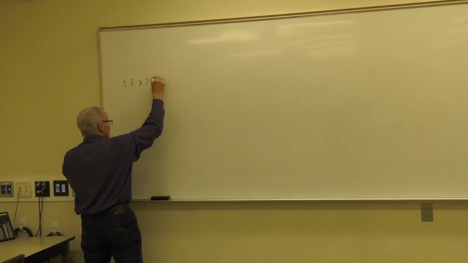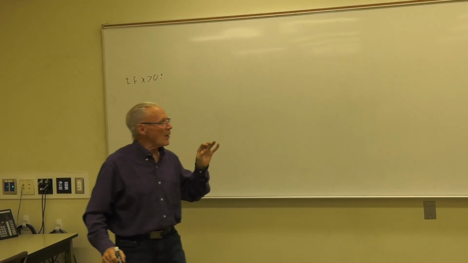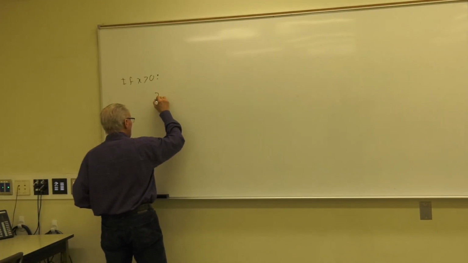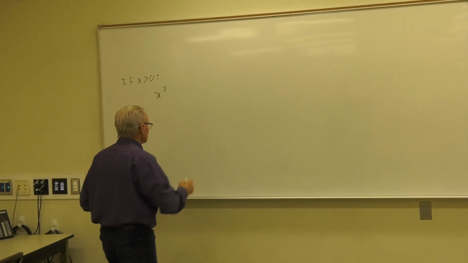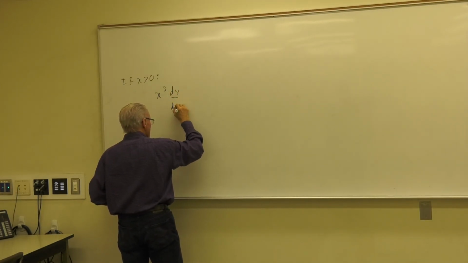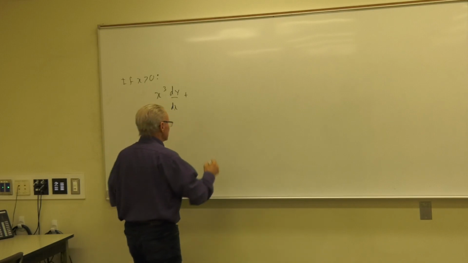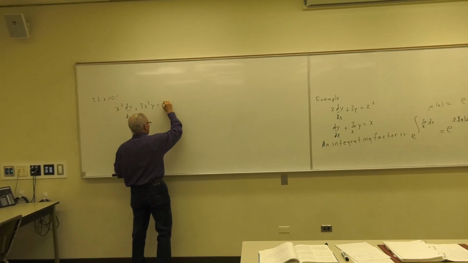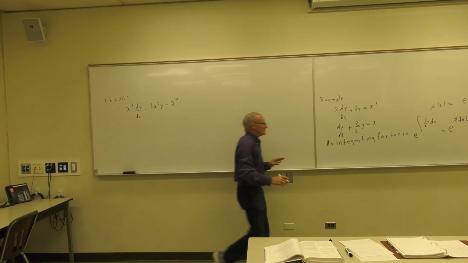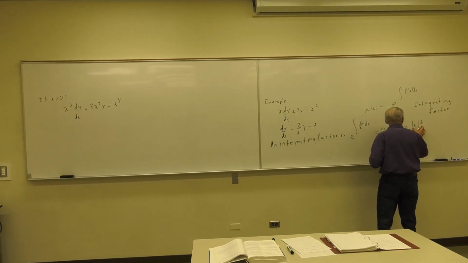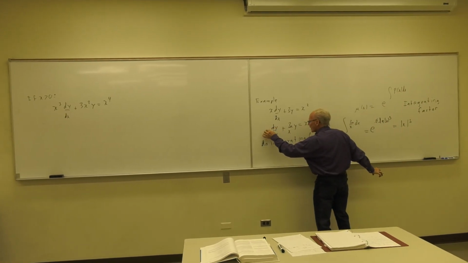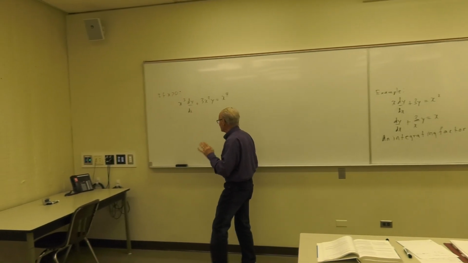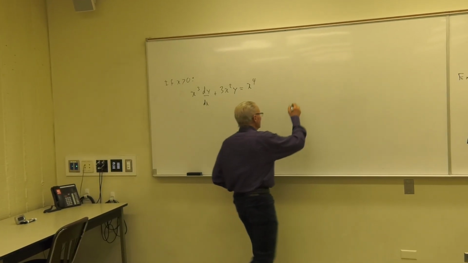If x were greater than 0, then I would throw away the absolute values. Agreed? I would just dispense with them, and I would be looking at then x cubed dy dx plus x cubed times that 3x squared y is equal to x cubed times that one, x to the 4th. Right? So if x is positive, I throw away the absolute values, I got x cubed, and I put it here, here, and there. And we know that the left-hand side is going to be the derivative of a product. But what if x is less than 0?